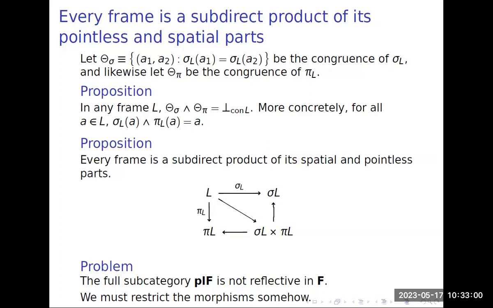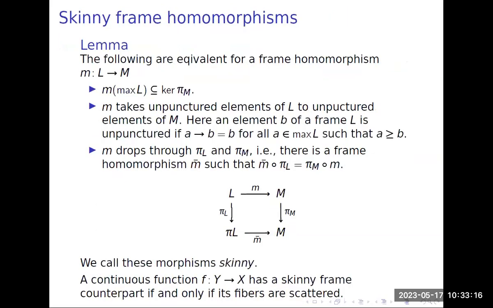That's simply true. Okay. But the situation is not yet symmetrical, because it turns out that although the spatial part is reflective, the pointless part is not. So we have to restrict the morphisms, and the way we do that is by passage to what I'm going to call skinny frame homomorphisms. Now, I can tell you what they are, but before I do, let me tell you what they amount to in spaces. These are simply the frame counterparts of the continuous functions which have scattered fibers.